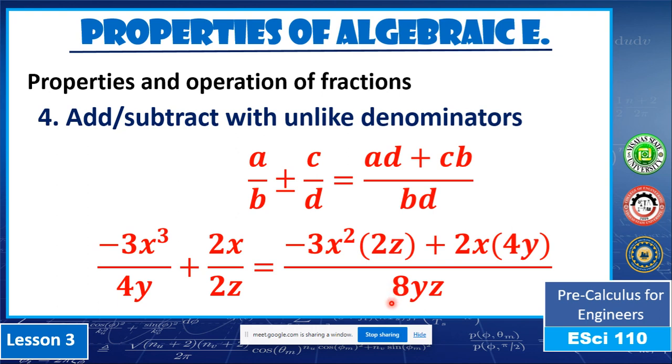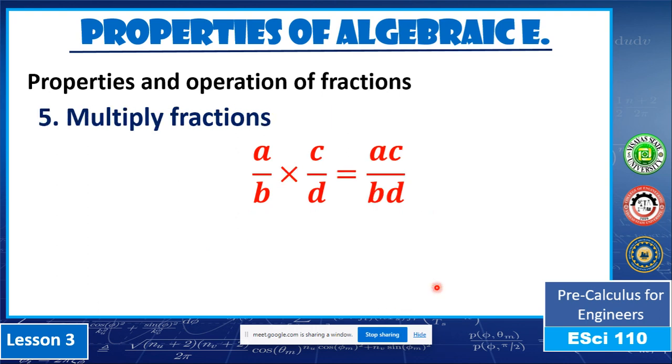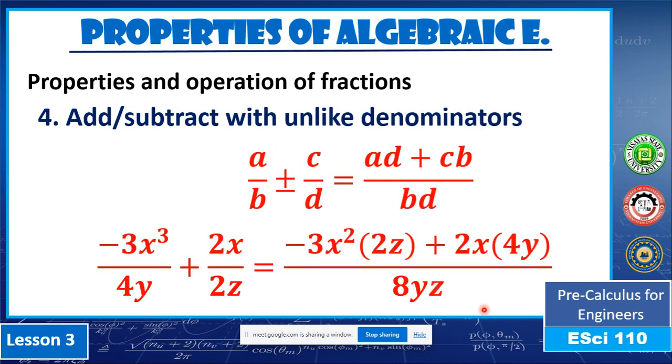And then for the second term, still, follow me, 8yz divided by the second denominator, which is 2z. The answer is 4y. And then multiply it to the numerator, which is 2x. So we have 2x times 4y. So ganito lang. If there is a possibility that this expression can be further simplified, you can do it. But for the purpose of example, remain lang ta nga ingani. So ganito lang. Then next, multiply fractions. Okay. Do you have any question?